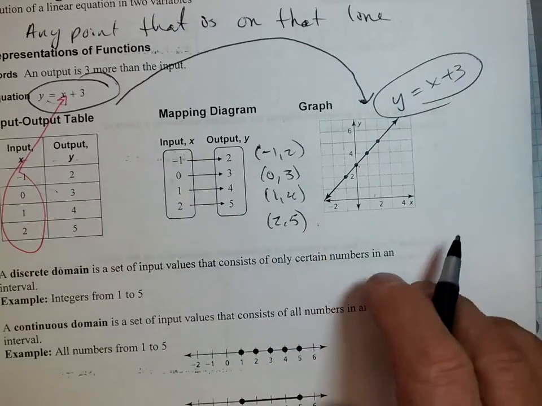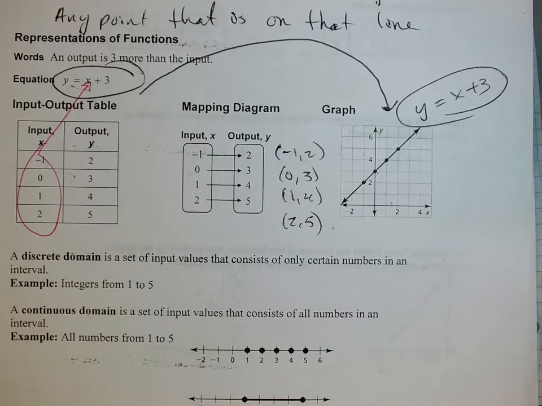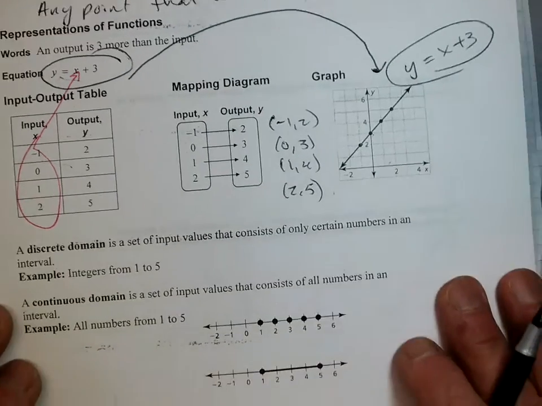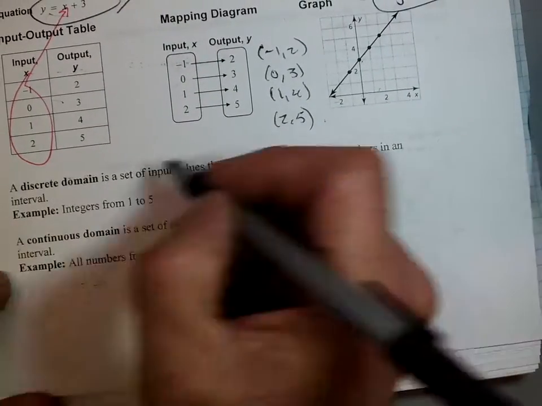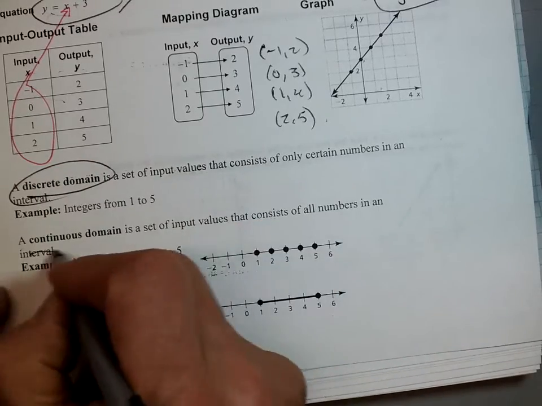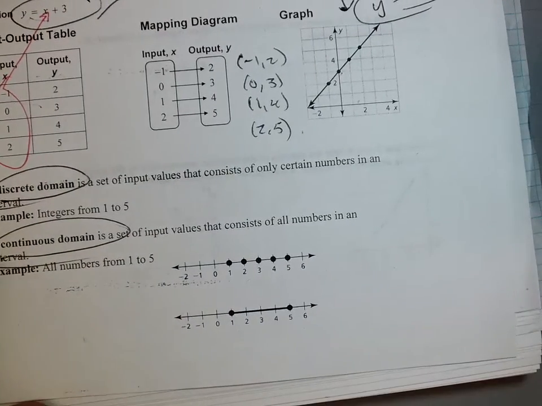So every line has a name. The name is its equation. I'll say it again. Every line has a name. The name of the line is its equation. Thumbs up. And every different line has a different name, right? Okay, so let's look at some different lines, okay? So, discrete domain and continuous domain. We'll talk about that.